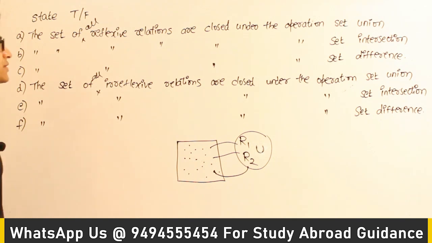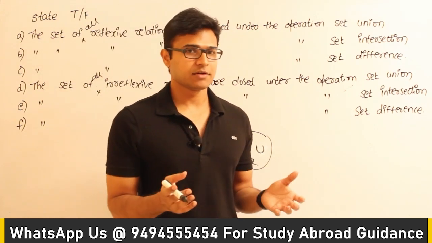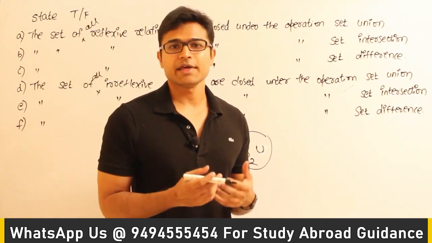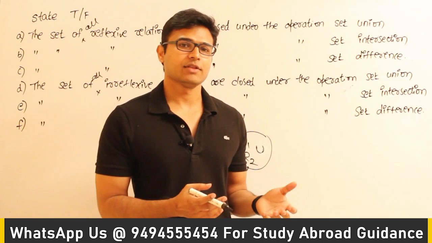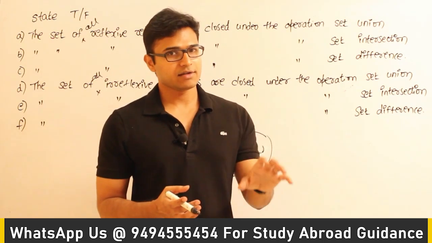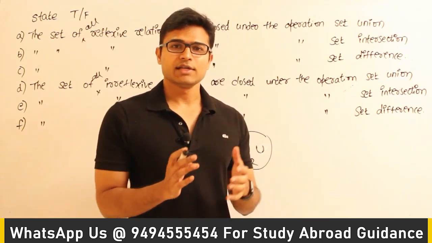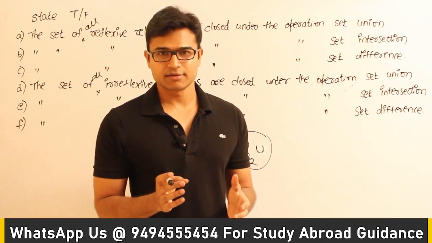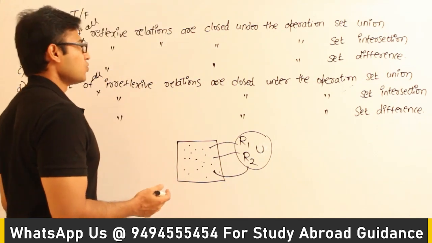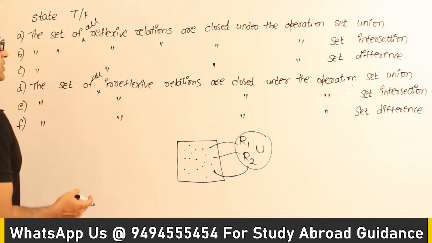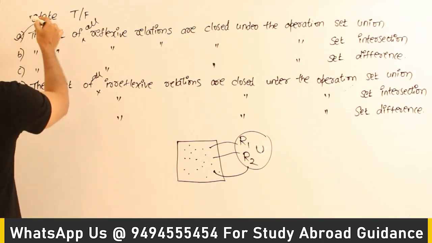It is true, because if R1 is reflexive, then it already contains all the elements required to make it reflexive. What are the elements? Diagonal elements. And R2 is also already reflexive. It also contains the diagonal elements, and apart from them, it may contain some other elements. But whatever it is, the result is going to contain all the diagonal elements again, because they are going to be present in at least one of them. Therefore the result is reflexive. It is true. So the set of all reflexive relations are closed under the operation set union. So the first statement A is true.